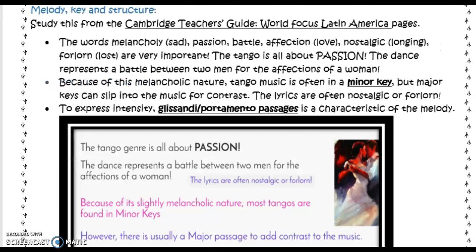The melody and the key and the structure. Study this from the papers. The words melancholy, sad, passion, battle, affection, nostalgic, forlorn. Those words are very important.